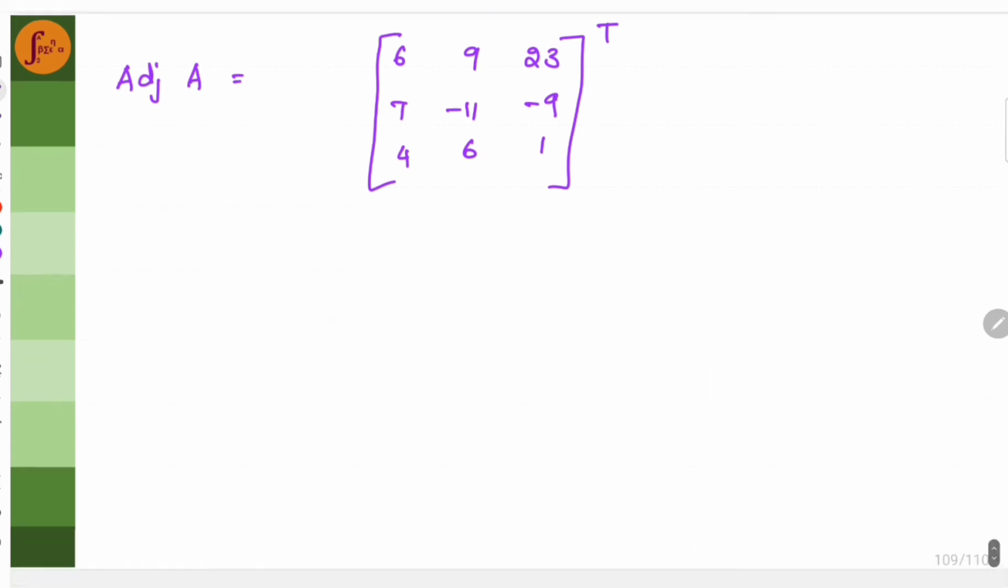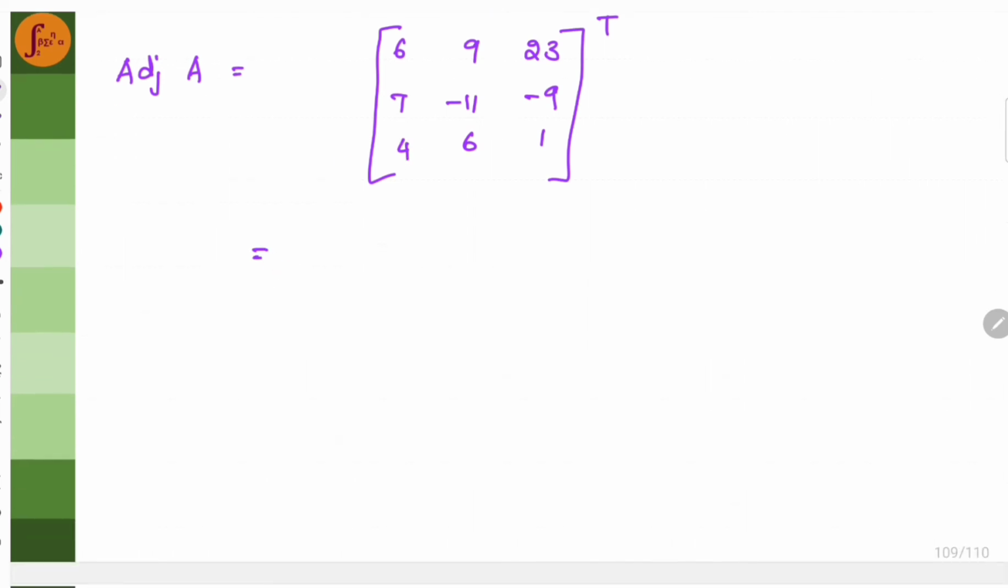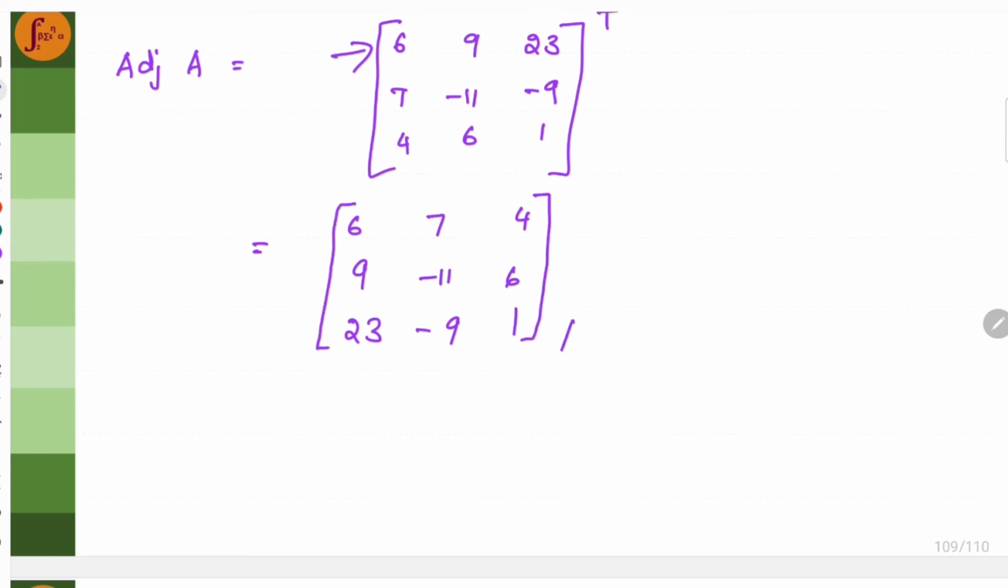Now you find the transpose. Transpose is just interchanging the row and column. So this row 6 9 23 will become a column. 7 minus 11 minus 9, 4 6 1. So this is the adjoint of A.